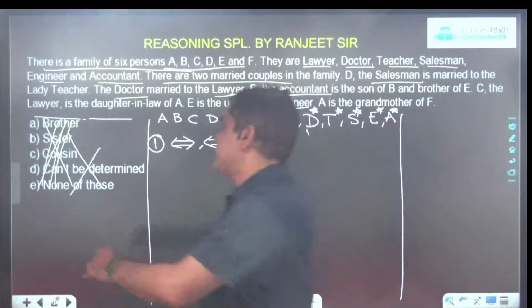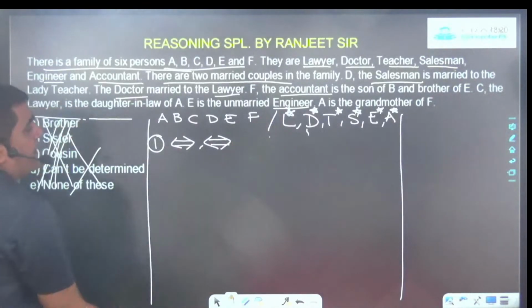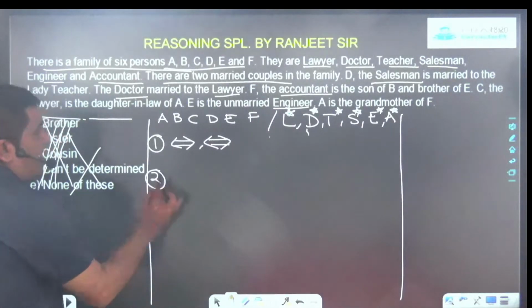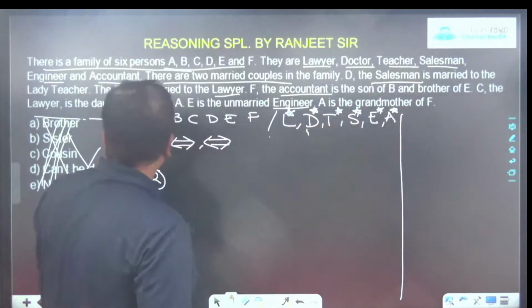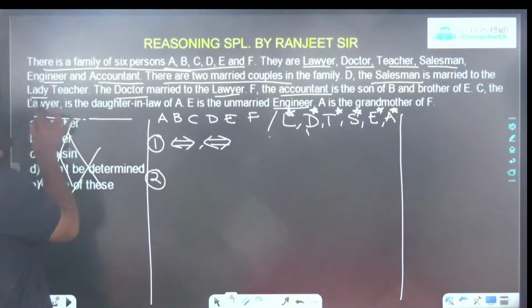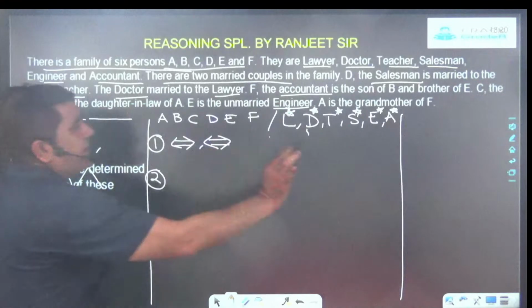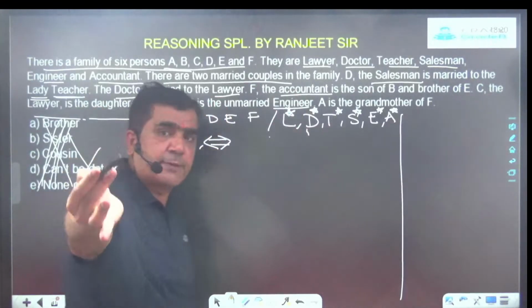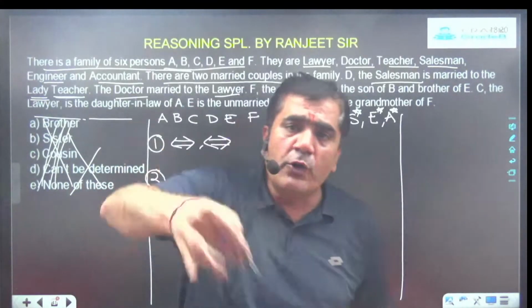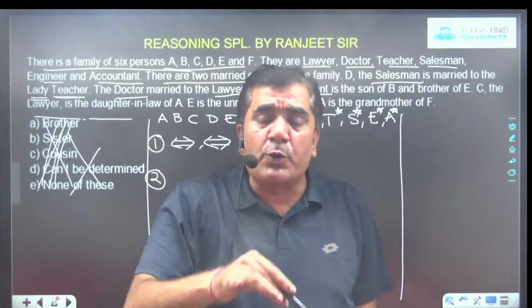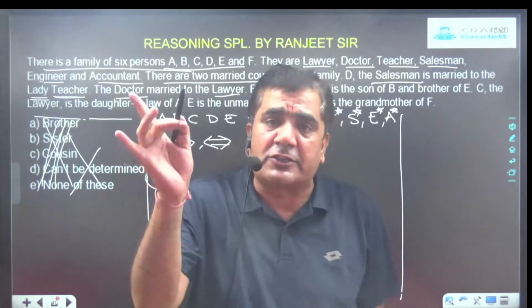Okay, let's take statement number 2. Now here they are saying D the salesman is married to the lady teacher. Lady teacher means what? Female teacher. So I can say D who is a salesman is married to a female who is a teacher.